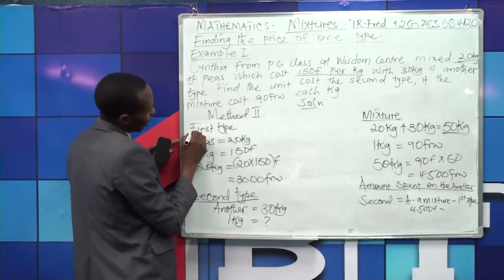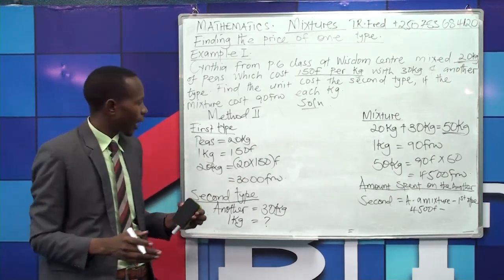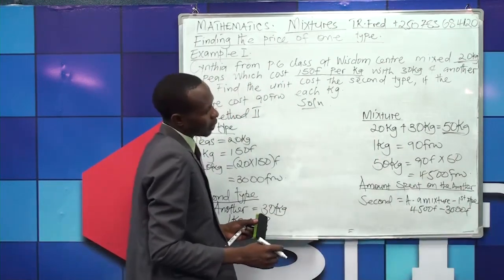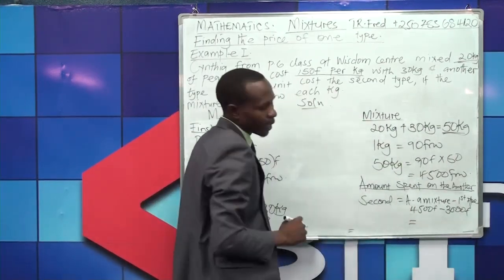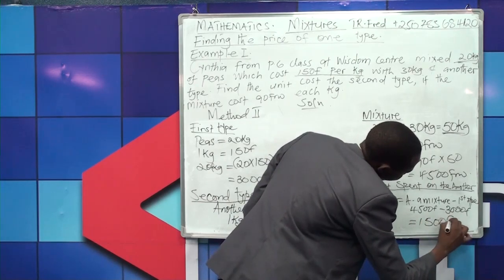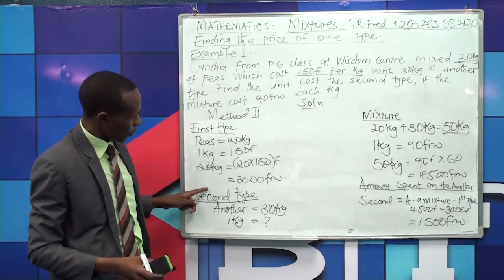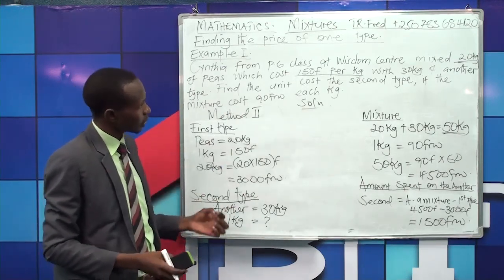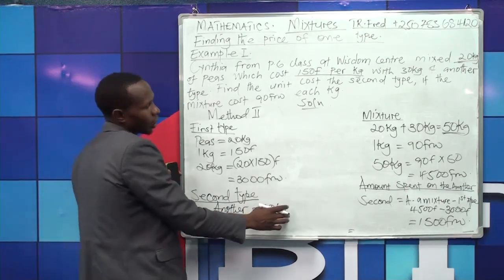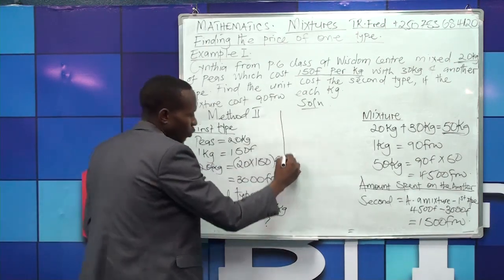Remember, we have already identified the first type here. We said our first type was 20 kilograms, and all the 20 kilograms will cost us 3,000. So we shall take away 3,000 francs. Once you take out 3,000 francs, the amount we are coming out with here, it will be the amount for the second item or second type or another type, which will give us 1,500 francs. This is now the amount spent on the second type or the other type. It is the second type which they have mentioned in the question or the statement as the other type. So after identifying the amount that was spent on 30 kilograms, we have now to find out the amount that was spent on only 1 kilogram. That is what the question wants us to do.